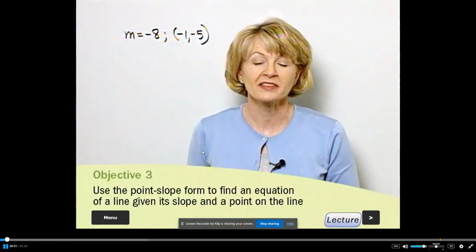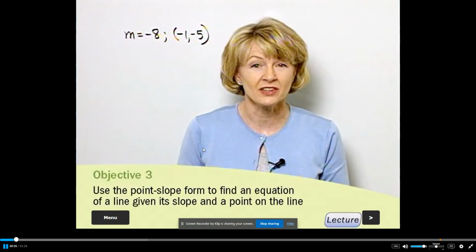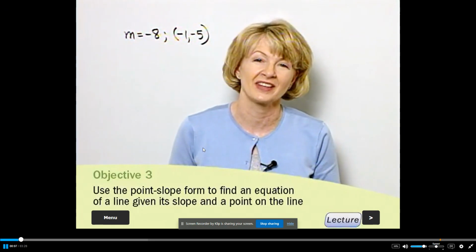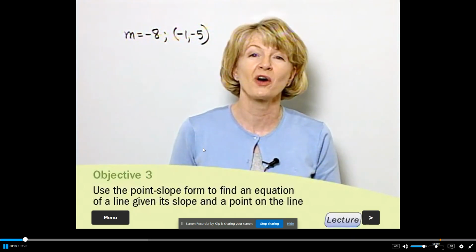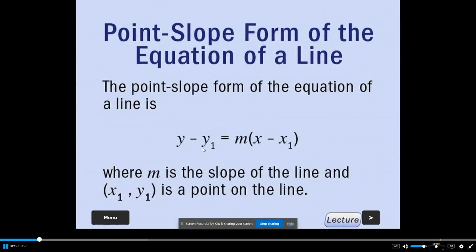Now that we've talked about the slope-intercept form, let's look at another form we can use to write equations of lines. And that other form is called the point-slope form. Let's look at that form. This is the point-slope form of the equation of a line.